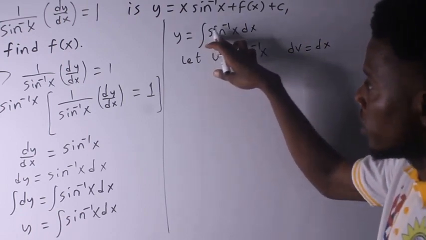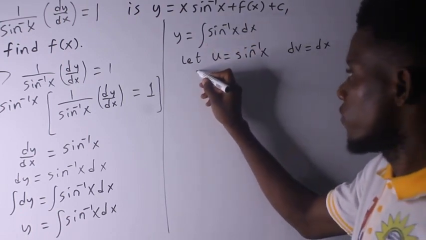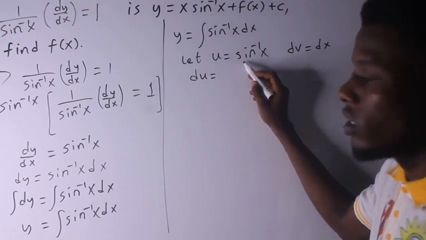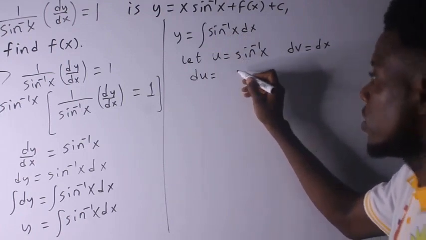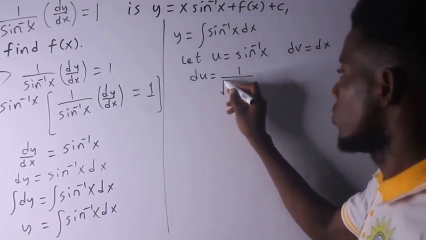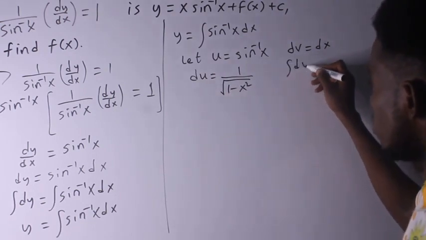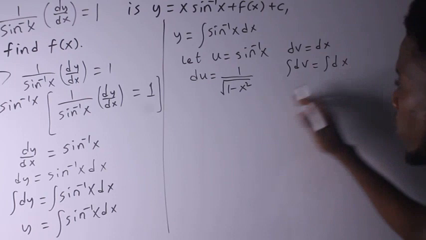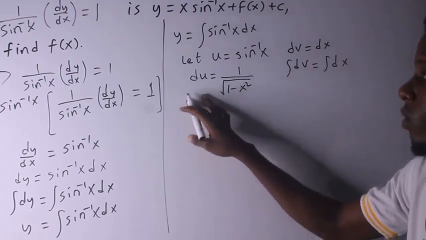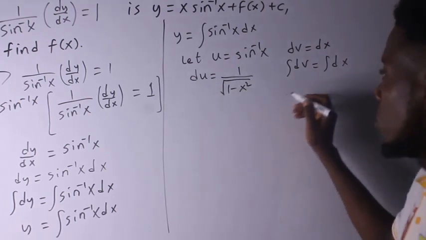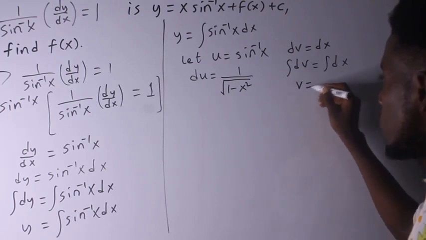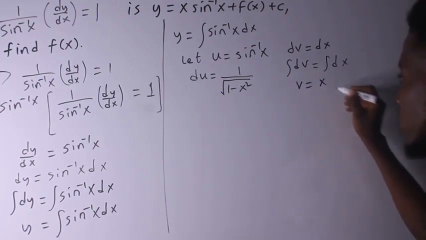So u equals this and dv equals this. If you differentiate, you have du is equal to the derivative of sine inverse of x, which is 1 over the square root of 1 minus x squared. And then if you integrate dv, you integrate dx. Remember, for integration by parts, we differentiate one side and then we integrate the other side. So the integral of dv is just v, and the integral of dx is x.